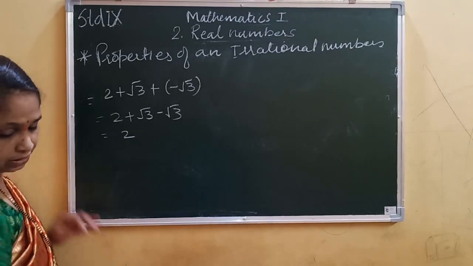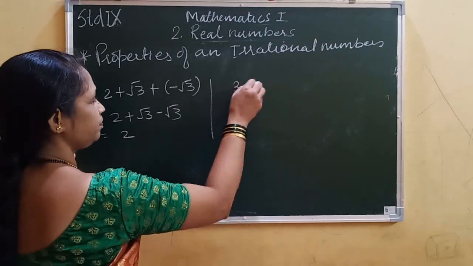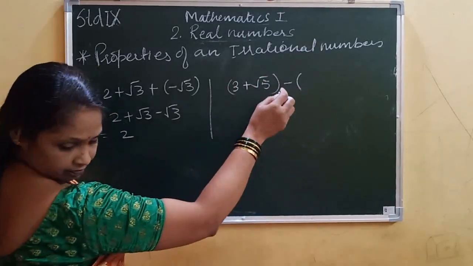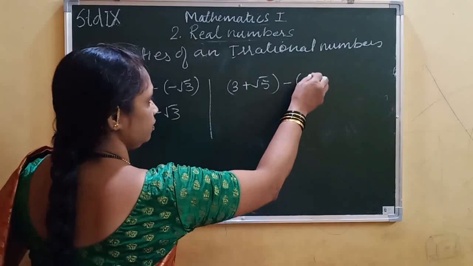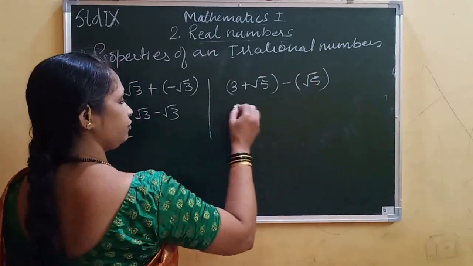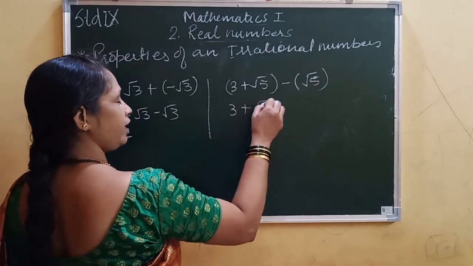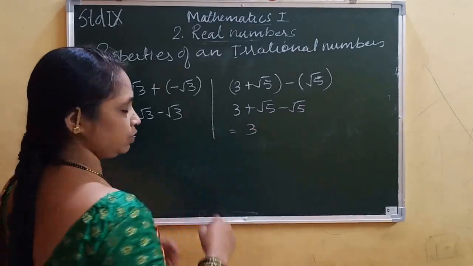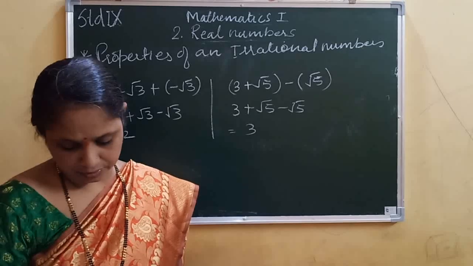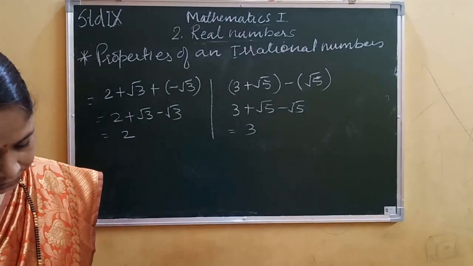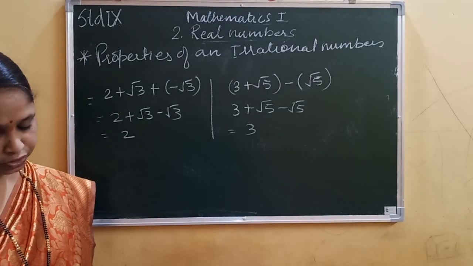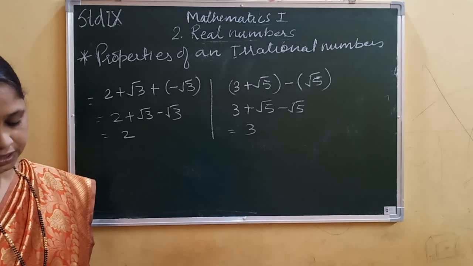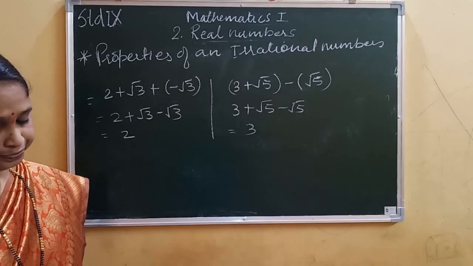Now subtraction. It is given 3 plus root 5 minus root 5. Means it will be what? 3 plus root 5 minus root 5. Means it will be equal to the rational number. Okay, so addition or subtraction of rational number with irrational number is an irrational number.